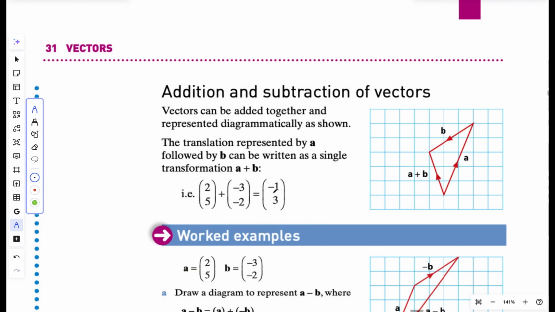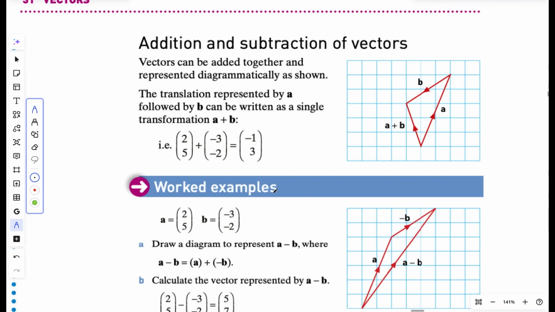Now let's go to addition and subtraction of vectors. Let's quickly go to addition and subtraction of vectors. You know, vectors, we can add them. They give you vector A plus vector B. We can add them diagrammatically, and we can add them numerically. Okay, vectors can be added together.